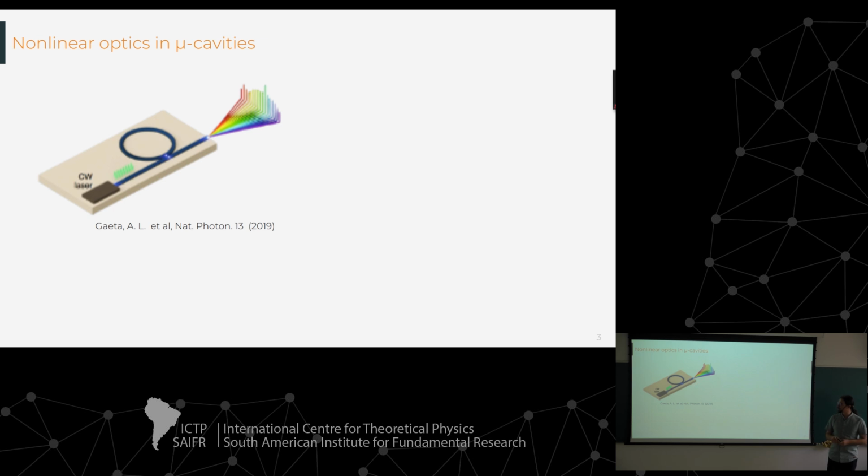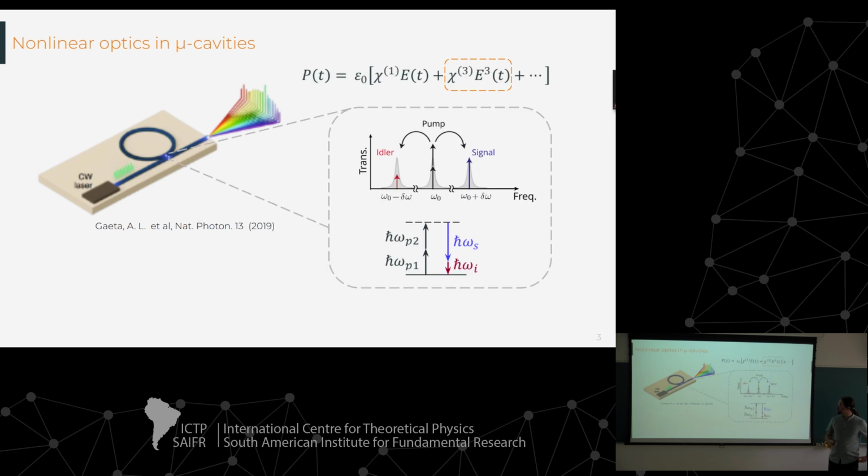One of them is the formation of frequency combs, for example, that's been highly explored. In this case, we have an input CW laser, and the output has multiple frequencies. There is one frequency for each FSR, or each mode of the cavity.